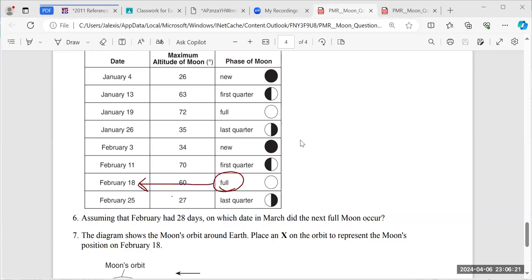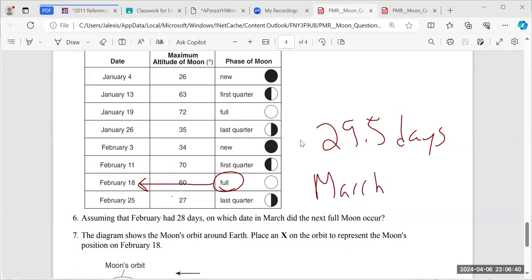So that means 29.5 days later would be what? So the answer they allowed: if you said March 18th, they would allow that. If you said March 19th, they would allow that. The answer key even said even March 20, they would allow that. All right, assuming that February has 28 days.